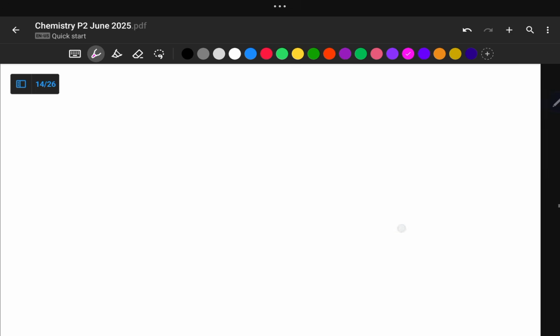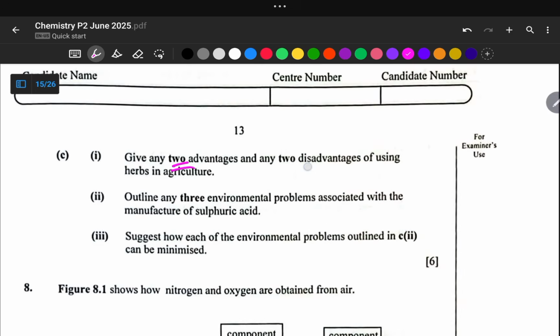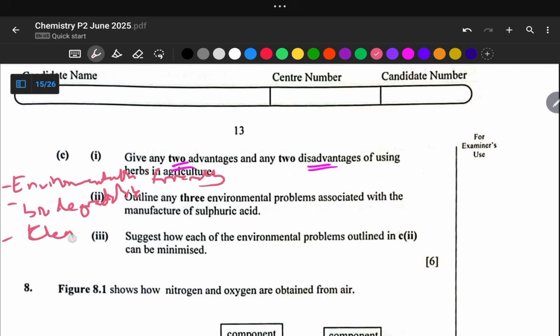And then we now move on to the next part. Give any two advantages and any two disadvantages of using herbicides in agriculture. So we can say that they are environmentally friendly and biodegradable, and then they are cheaper, right?